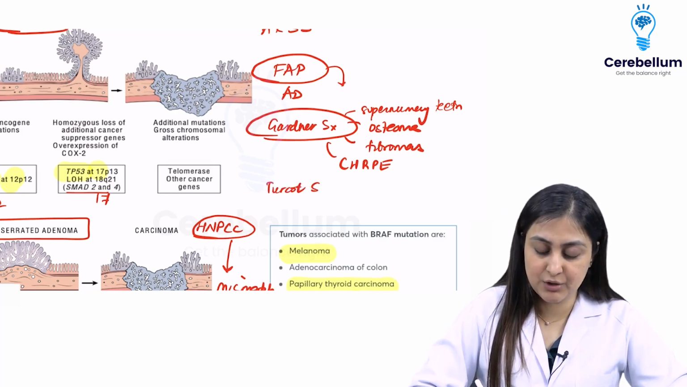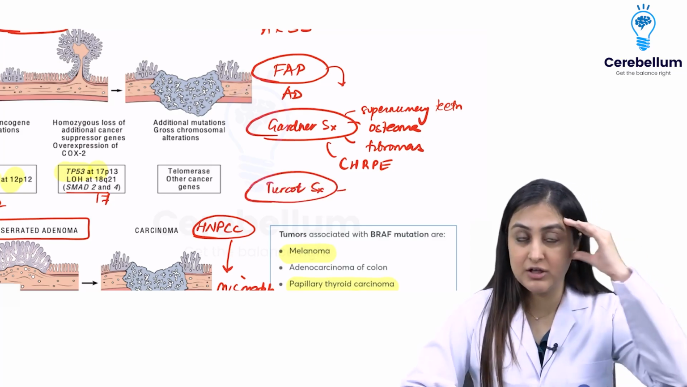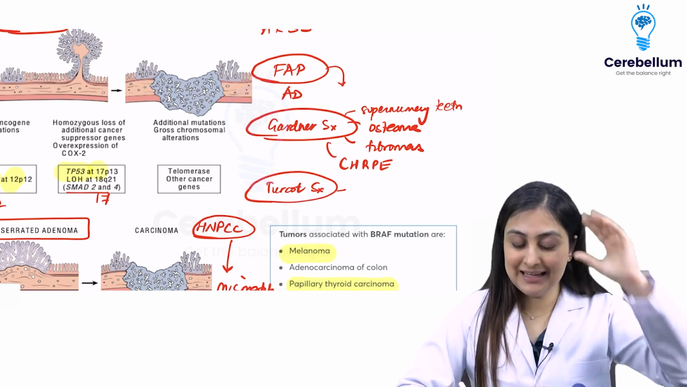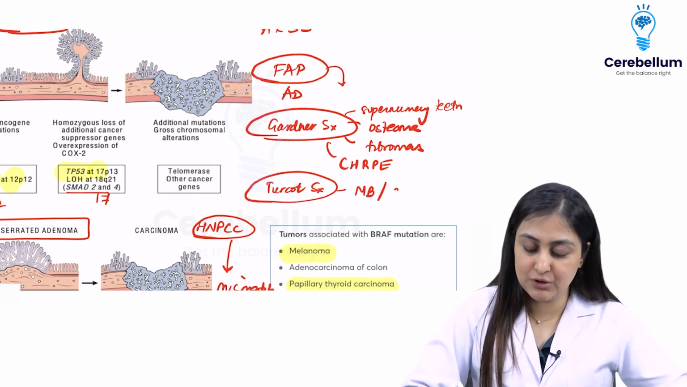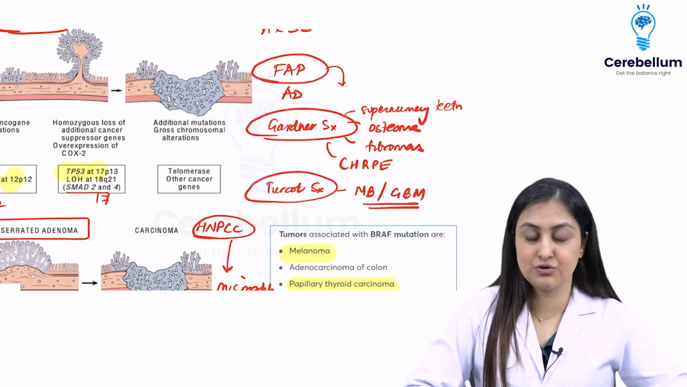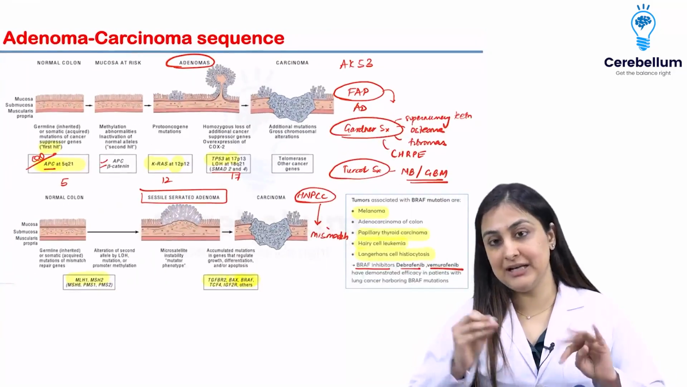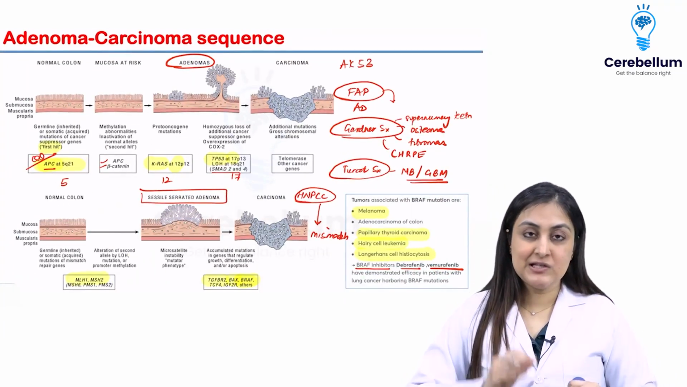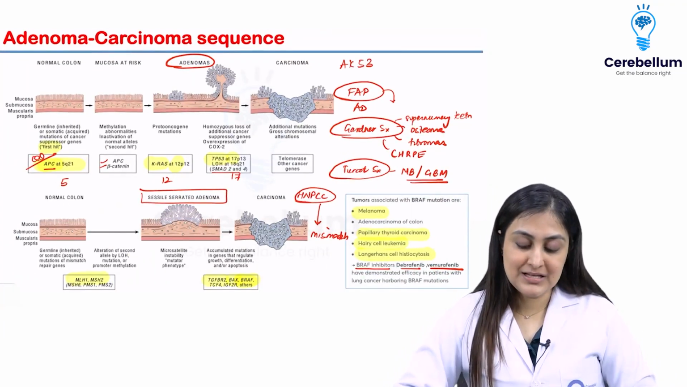And then you have Turcot syndrome, in which you have brain lesions. So brain tumors, medulloblastoma and glioblastoma multiforme are frequently associated. Alright, so this is about the adenoma carcinoma sequence.